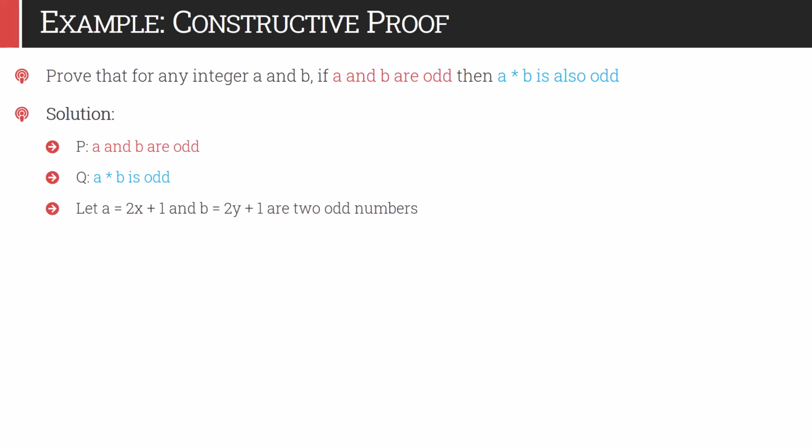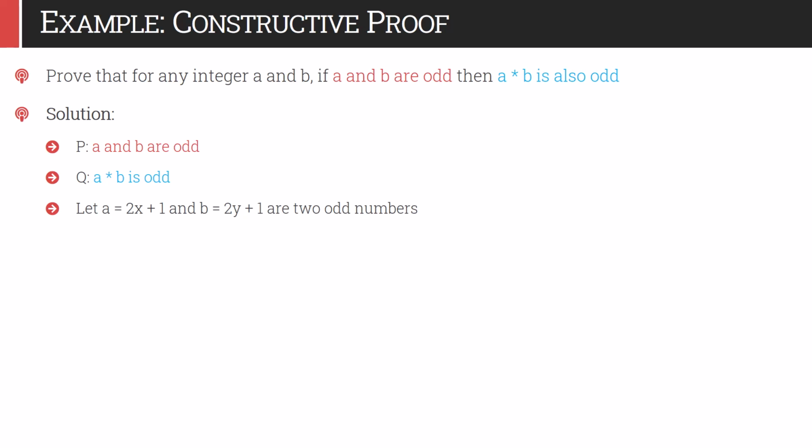If we multiply any number by 2, it will become even, and if we add 1 to that, it will become odd. So we'll assume that A is equal to 2x plus 1. Definitely that will ensure that A is odd. And B is also odd, so we'll consider that B is equal to 2y plus 1. So these two are definitely odd numbers.